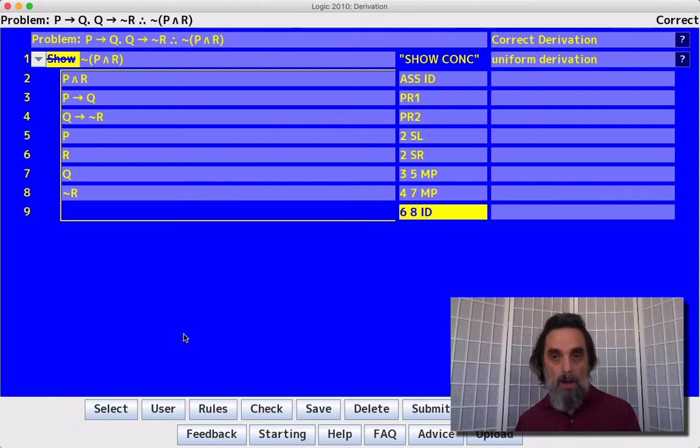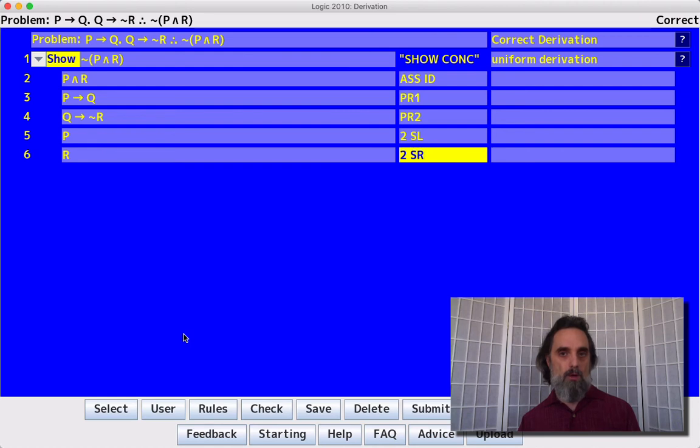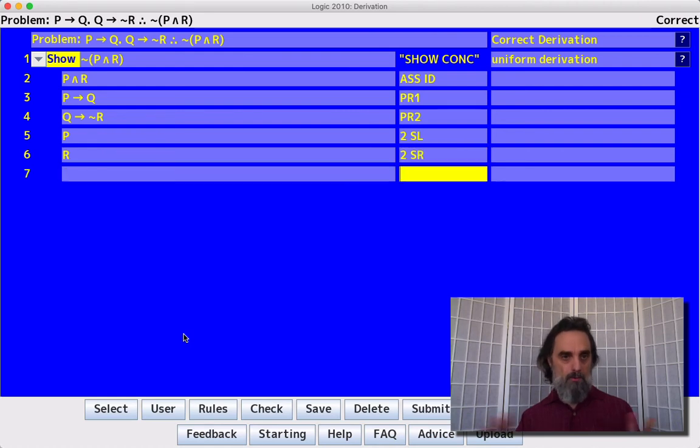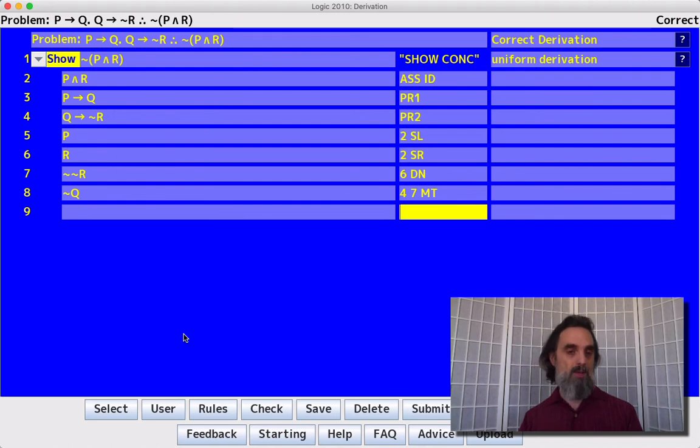There we go. Now I just want to demonstrate one quick thing here, that we could have done this derivation differently and gotten to actually a different contradiction. So let's say we get to P and R with our simplification, and then we say, oh look, 4 is a conditional, its negation is not R. Well, I have R on line 6, so I could apply double negation to line 6, giving me negation negation R, which is the negation of the consequent of line 4, so I can do MT. I have negation Q, so I can do MT with 3 and 8.